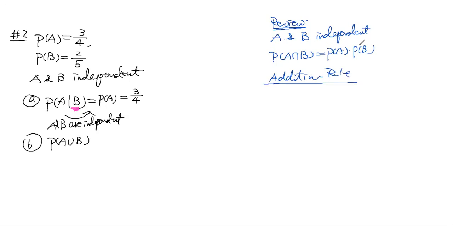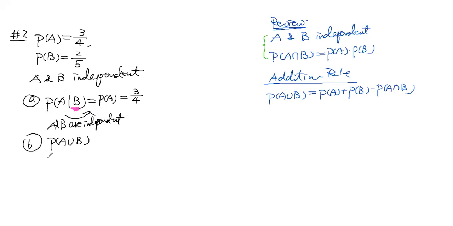The addition rule doesn't care whether the events are independent or not, but here these two kind of go together. The addition rule means the probability of A union B is equal to the probability of A plus the probability of B minus the probability of A intersect B. That's what we call the addition rule.